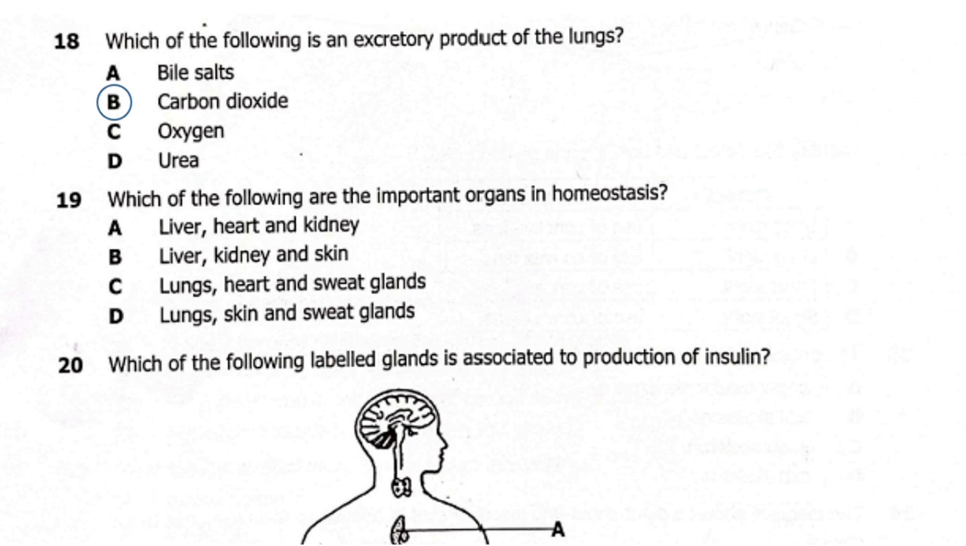Question 19. Which of the following are important organs in homeostasis? A. Liver, heart, and kidney. B. Liver, heart, and skin. C. Lungs, heart, and sweat glands. D. Lungs, skin, and sweat glands. The correct answer here is B. The liver, kidney, and the skin.